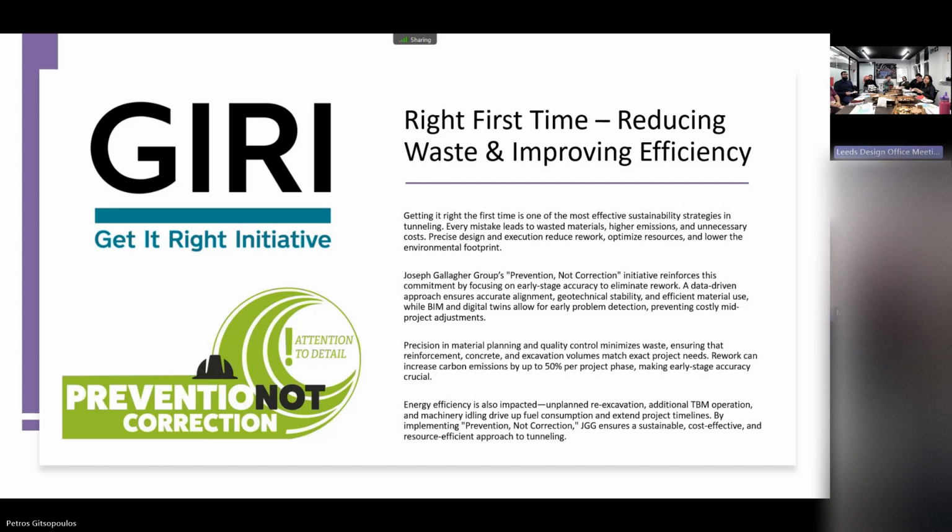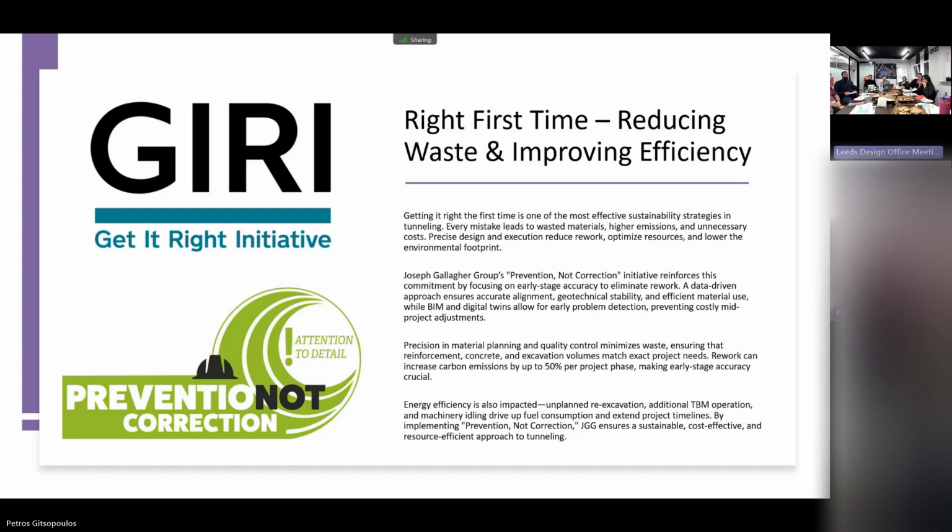Energy efficiency is also impacted. Unplanned re-excavation, additional TBM operation, and machinery idling drive up fuel consumption and extend project timelines. By implementing prevention, not correction, and getting things done right the first time, here at JGL we ensure a sustainable, cost-effective, and resource-efficient approach to tunneling.